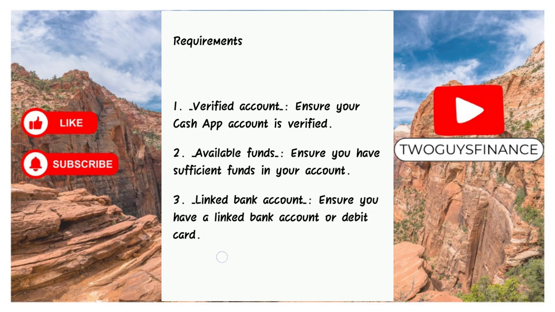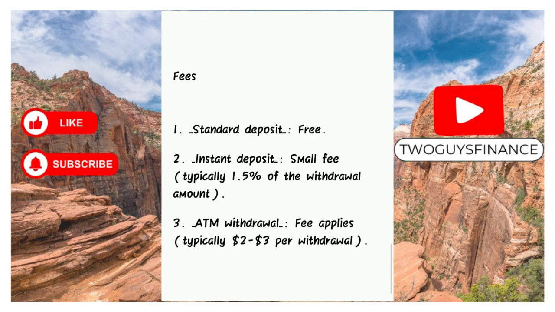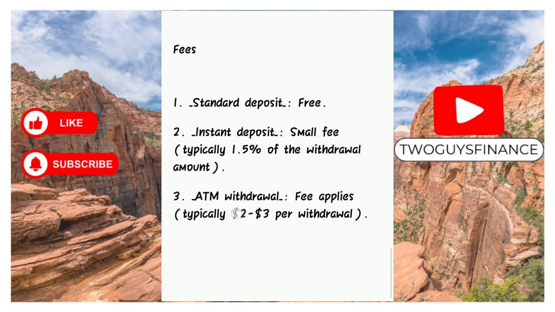so you'll be able to withdraw your money there. Now you gotta note, as I said before, standard deposit is free, but it could take between 1 to 3 business days, whereas the instant deposit you're gonna have to pay a small fee, around 1.5% of the withdrawal amount. So the higher it is, the more money you're gonna pay. The lower it is, the less. You get that, right? So for ATM withdrawals, fees apply, typically between $2 to $3 per withdrawal, but that's up to you.